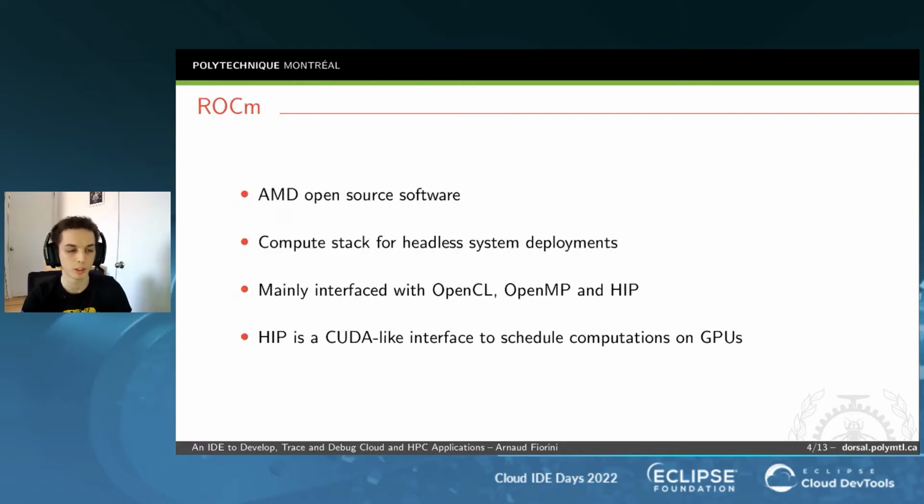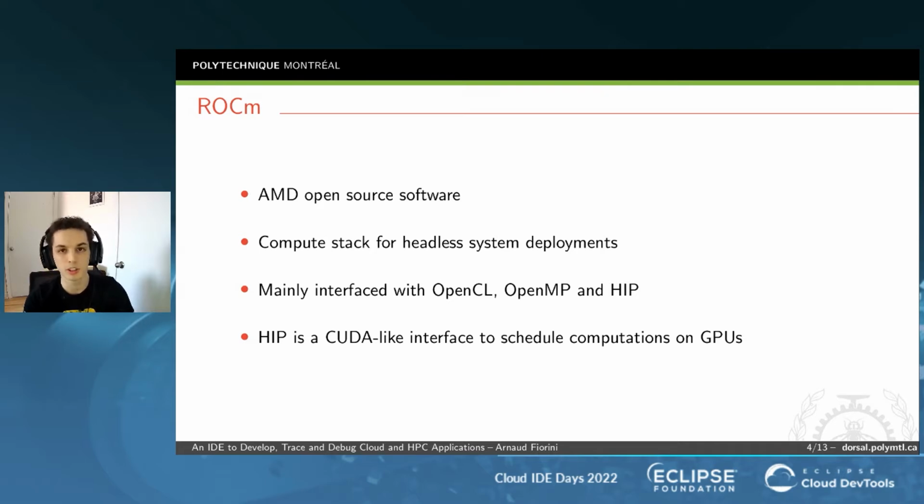So first, let me explain what ROCm is. ROCm is an open source software initiative from AMD, and it's a complex set of libraries to run code on AMD hardware. So mainly, it is about running code on the GPU using different runtimes. It can be OpenCL, OpenMP, or HIP. And these runtimes need specific libraries to communicate with the hardware. And so ROCm is the compute stack to enable development for GPUs and also clusters.